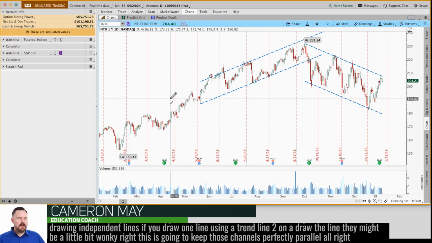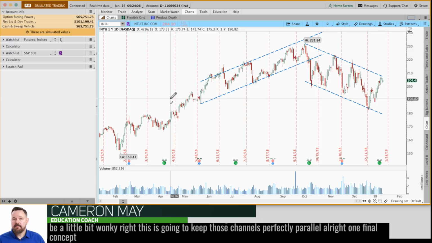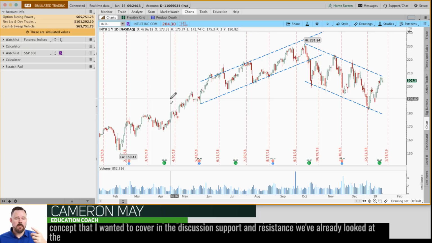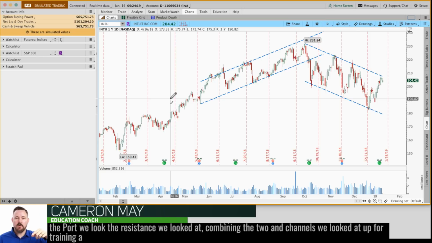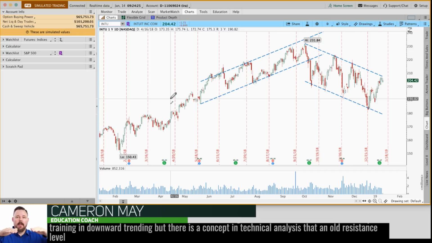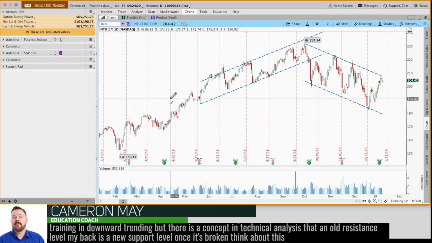All right. One final concept that I wanted to cover in the discussion of support and resistance. We've already looked at support, we've looked at resistance, we've looked at combining the two in channels. We looked at upward trending and downward trending. But there is a concept in technical analysis that an old resistance level might act as a new support level once it's broken.